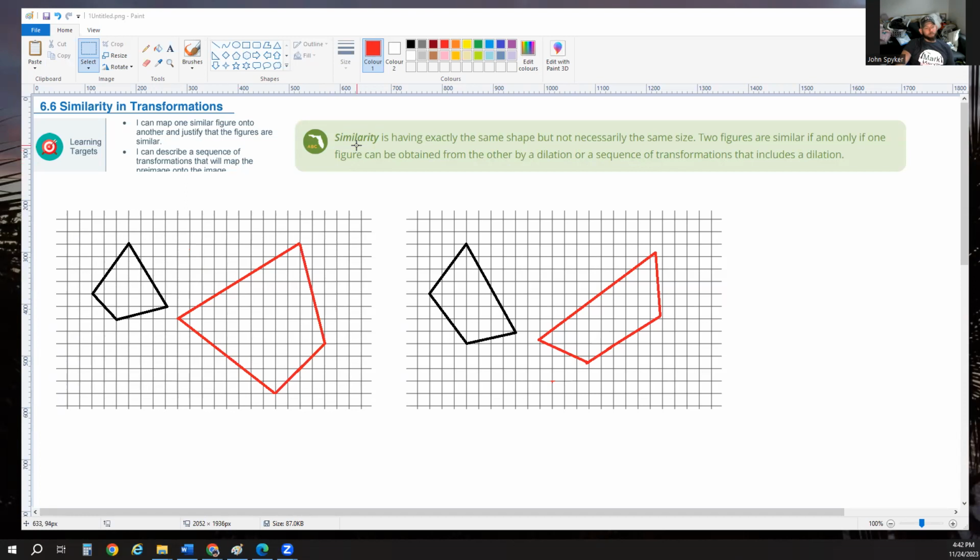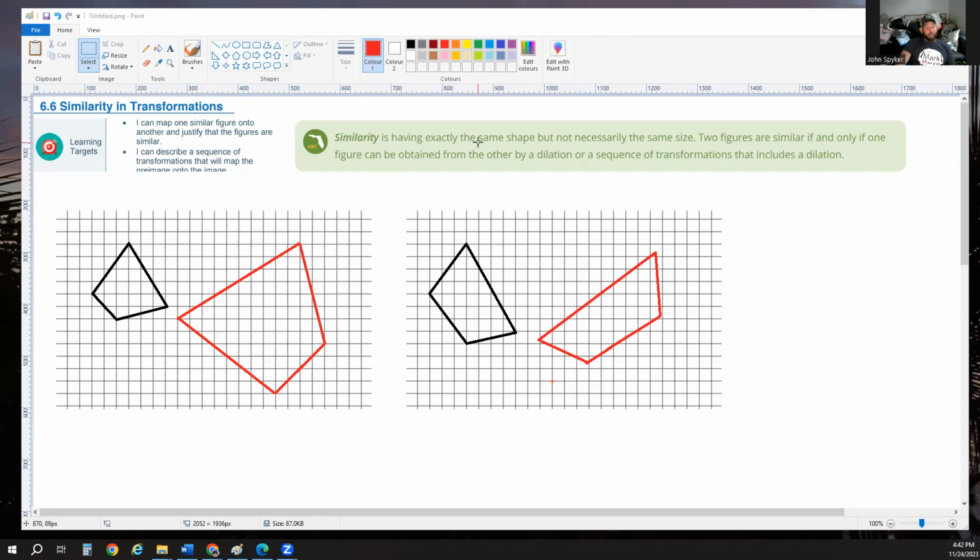If you remember, similarity is having the exact shape, but not necessarily having the same size, and not really having congruity. So from today, we're going to be able to map one similar object onto another similar object, justify that the figures are similar, and describe a sequence of transformations that maps one pre-image onto another image.